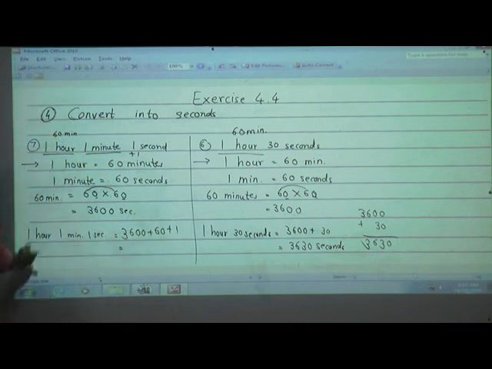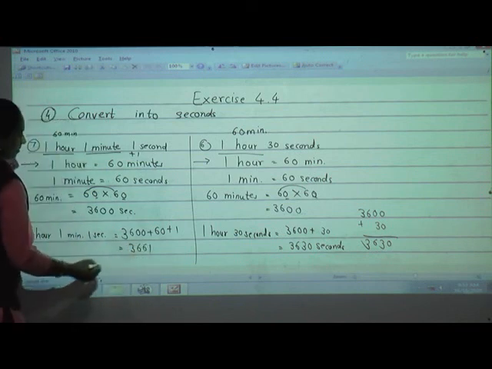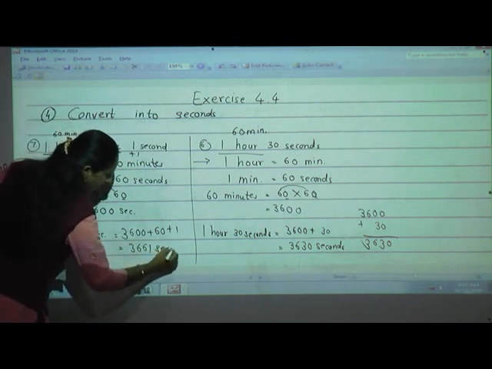Now together we have to add these numbers, 3600 plus 60 plus 1. 0 plus 0 plus 1 is 1, 0 plus 6 is 6, 6 as it is and 3 as it is. So what is the answer? 3661 seconds.